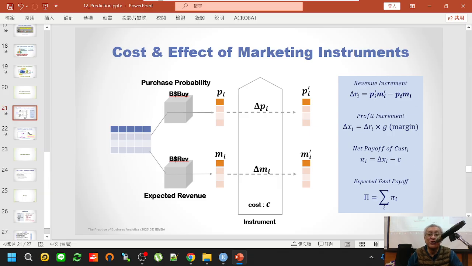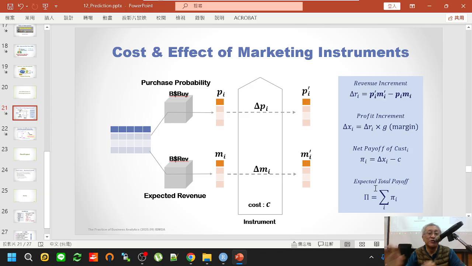Okay, and then we can follow this logic. After we apply the instrument, P prime is basically just P plus delta P, and delta P is the amount of increment of buying probability after we apply the instrument to this customer, right? So with this calculation, we can calculate the revenue increment and profit increment. If you want to see the net cost effectiveness of applying this instrument to customer i, you basically use its profit increment minus the cost, right? And if you apply it to a group of customers, you just do a summation of this net value, right? So that is the basic logic of the simulation.